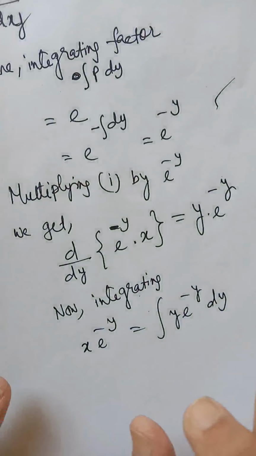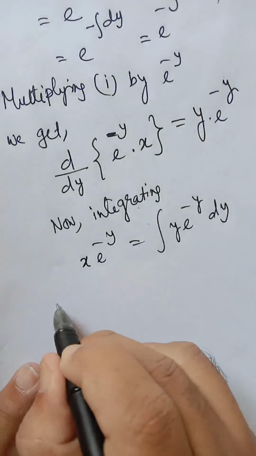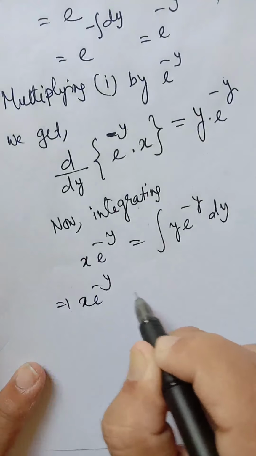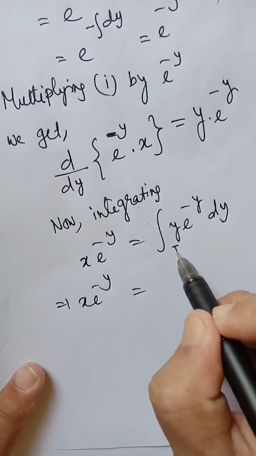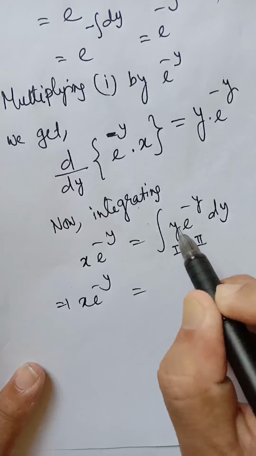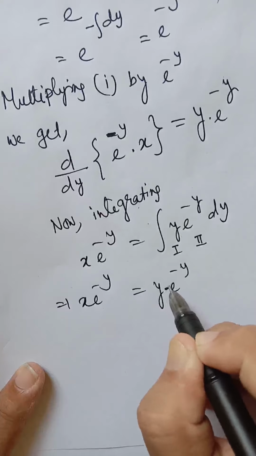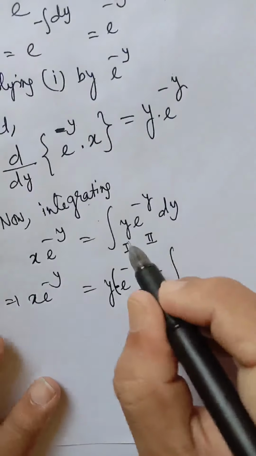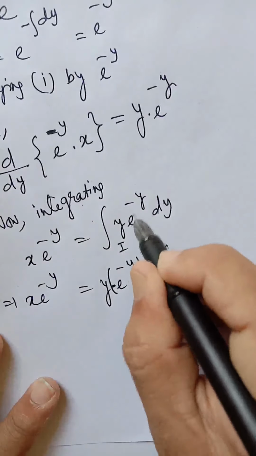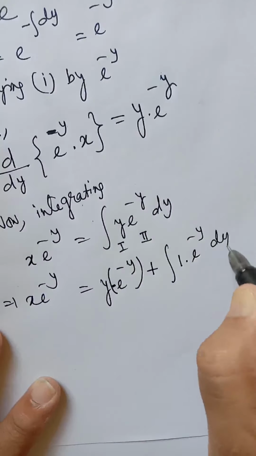This is just like the first form, here the right hand side is in the form of y. So x into e to the power minus y equals, now integrating, y is the first function because it is an algebraic function and this is an exponential function. First function unchanged, integration of second is minus of e to the power minus y, minus integration of derivative of first, which is 1, into integration of second, which is minus of e to the power minus y dy.